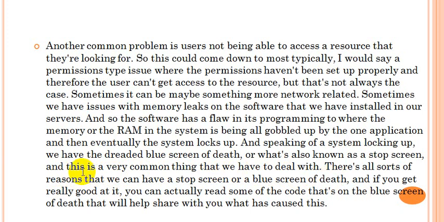There are all sorts of reasons that we can have a stop screen or blue screen of death. And if you get really good at it, you can actually read some of the code on the blue screen of death. That will help share with you what has caused this.